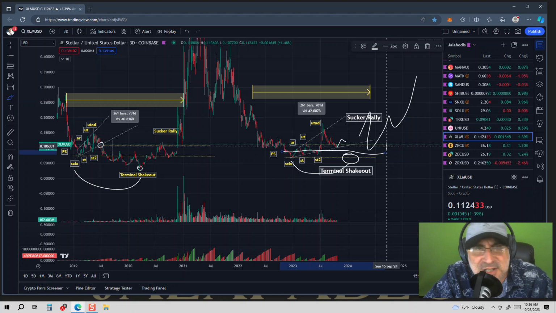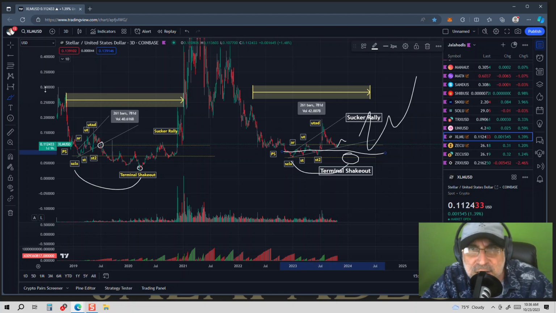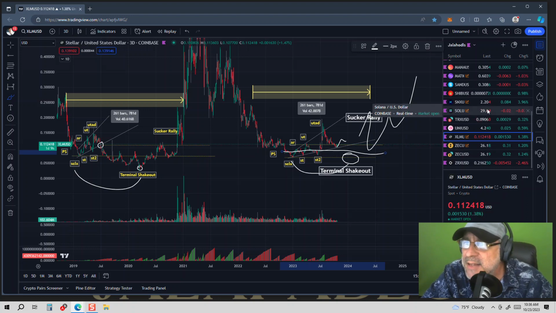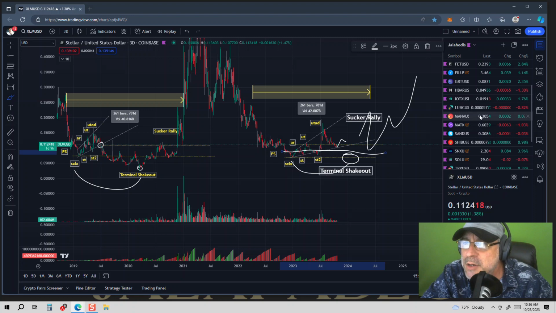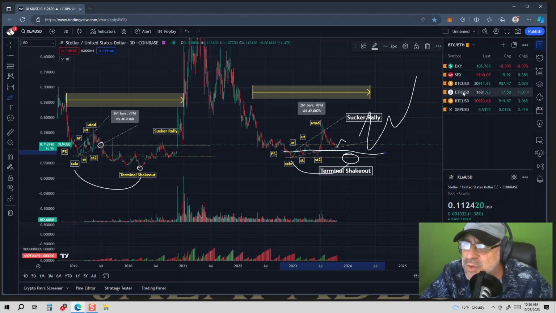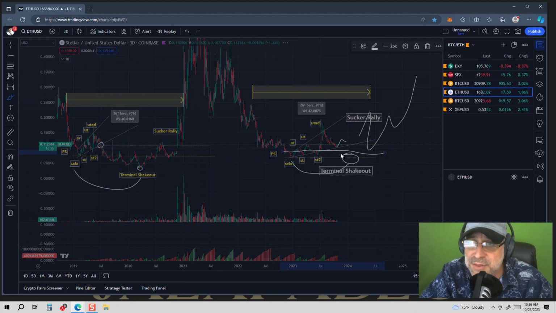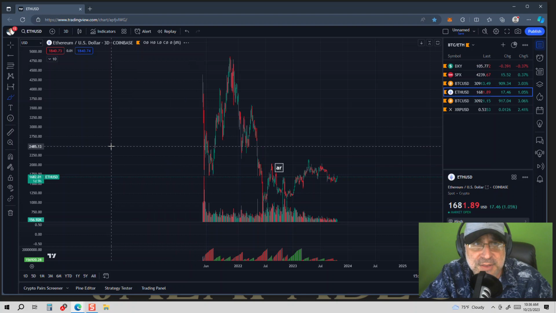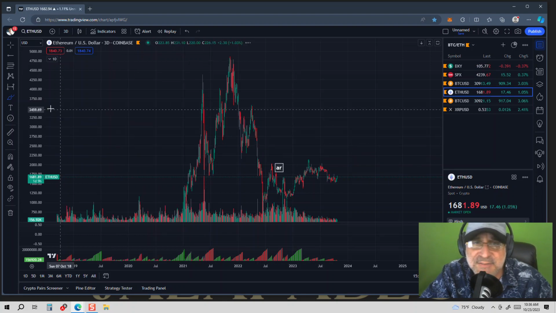And that's just, I know we're looking at XLM right now. But if you say, okay, well, that's great for XLM, but what about another crypto? So I thought we'd also compare this with Ethereum. If we go to Ethereum, I've already charted this out. Let's see what we have here.